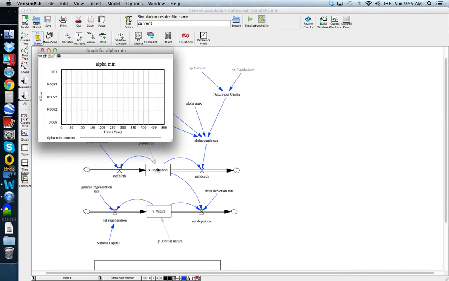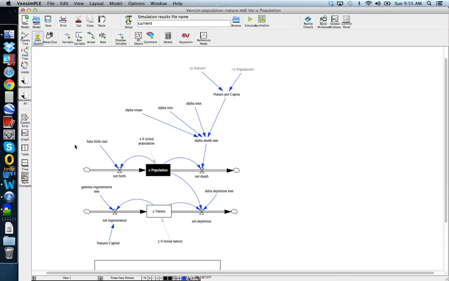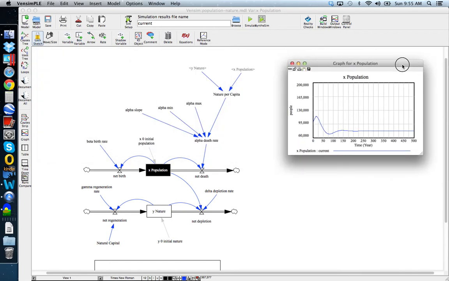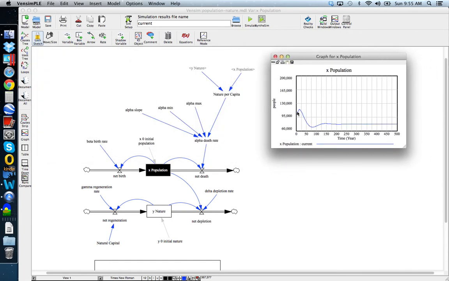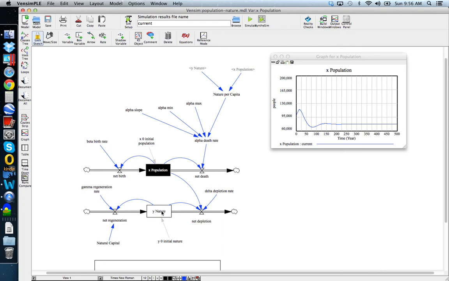But let me graph population, and you can see these are the graphs that are in the lecture. The population started at 100,000, and it went up a little bit, and then you start running out of nature, so it declined rapidly, and then eventually it bounced back. I guess at some point the deaths were unaffected by the natural availability because they were so low, and then it sort of bounced back. And you can do the same with nature here.